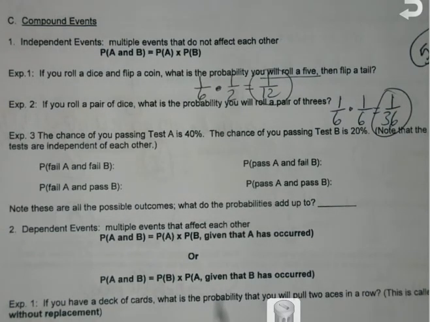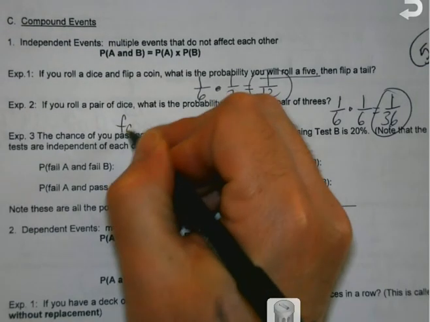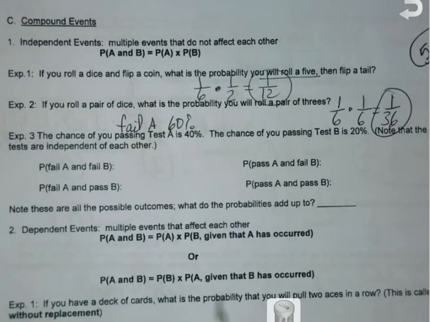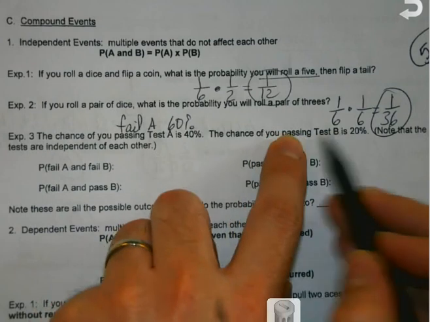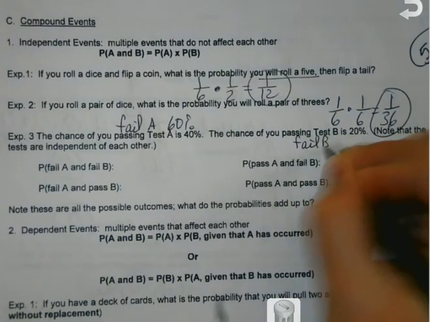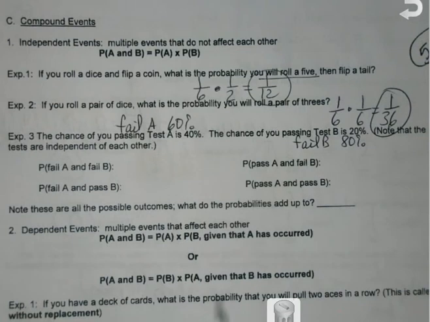The chance of you passing test A is 40%. Let's think a little more on this. The chance of failing A would be 60%, because you pass or you fail. They add up to 100. The chance of you passing test B is 20%. Failing B is 80%. Again, they're independent of each other.